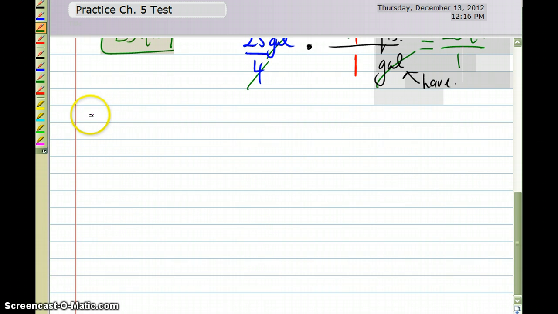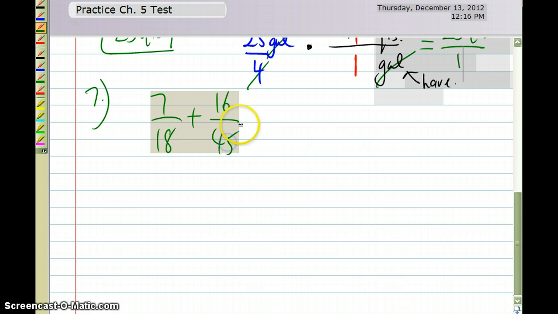We're going to skip down to number 7. Okay, I have 7/18 plus 16/45.